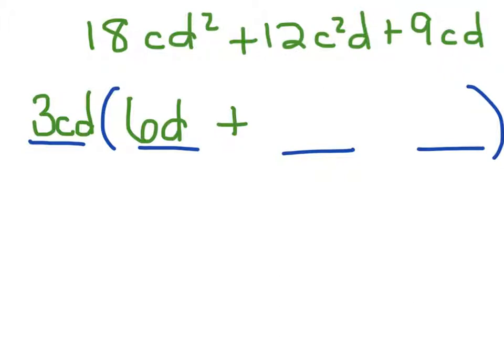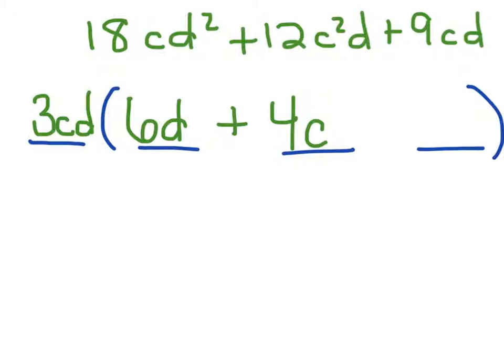And then we're going to move on to the second term. What is 12c squared d divided by 3cd? Well, 12 divided by 3 is 4. C squared divided by c is c. And d divided by d is, again, 1. So we're not going to put anything there. They cancel each other out.